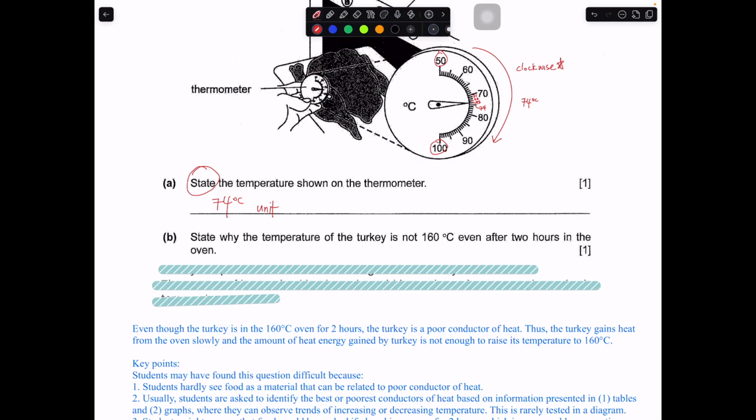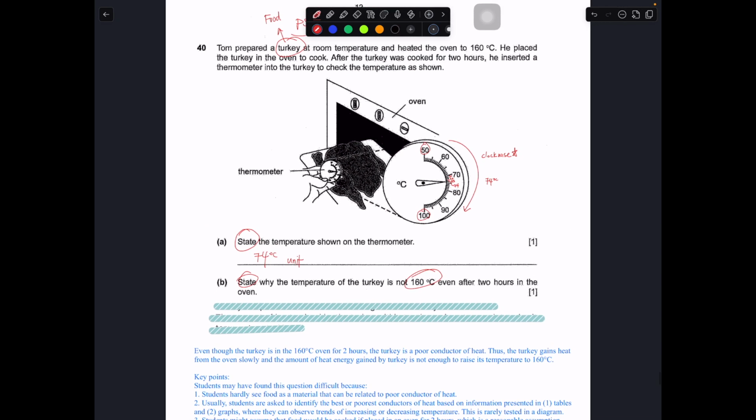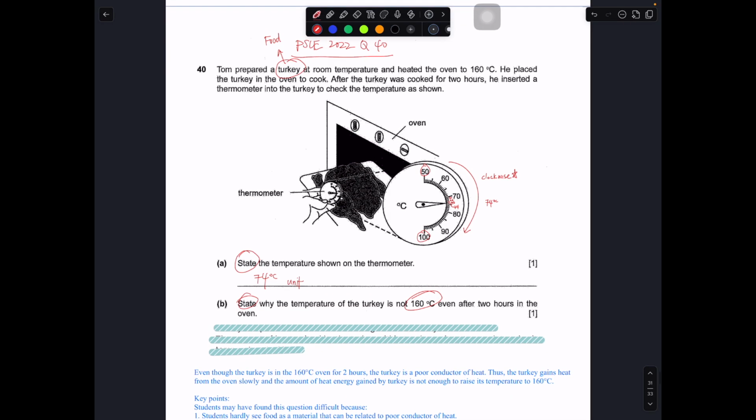State why the temperature of the turkey did not reach 160 degrees, even after 2 hours in the oven. It's actually quite hard to relate to if you are not sure what this question is asking. The question is asking, even though after placing it for 2 hours in the oven, how come it did not reach 160 degrees? So they're expecting you to know that by right it should have reached 160. How come it did not reach? So you take a look.